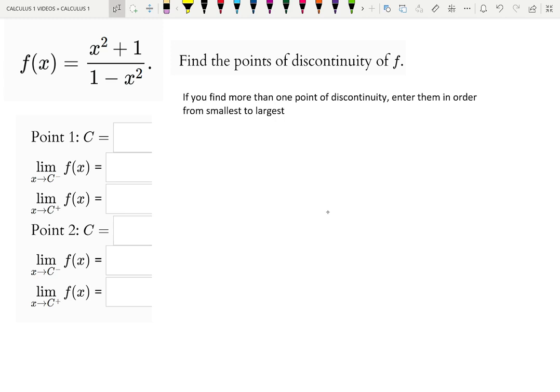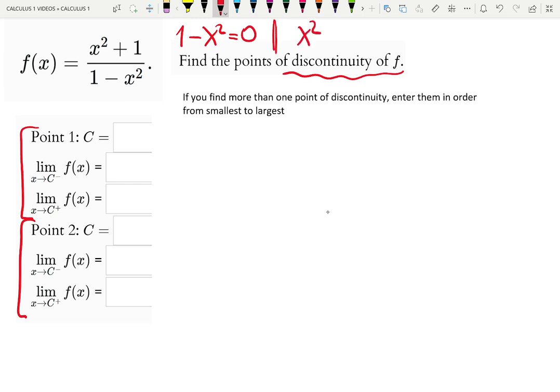In these types of problems, we are asked to find points of discontinuity and to identify the behavior of the function on the left and on the right from that point. I think that the points of discontinuity, which means where the function is not continuous, will happen when the denominator is 0. Thus, x squared is 1.